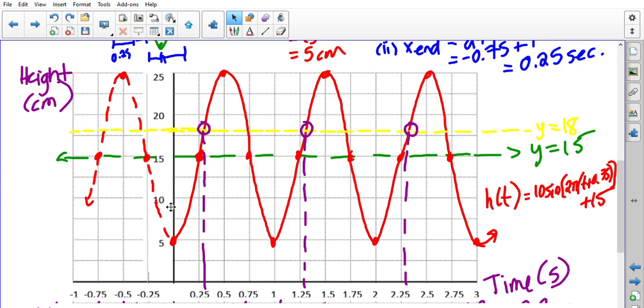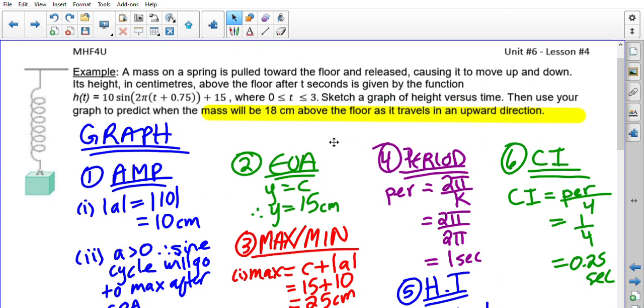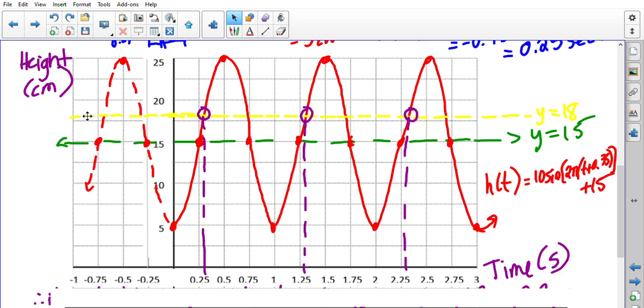All right, so right now you should have the green line and the red graph, which is h of t. The whole point of doing this was because we don't know how to algebraically solve this yet, we have to graphically solve it. So we have to determine when the mass is 18 centimeters above the floor as it travels in the upward direction. So notice I drew in a yellow horizontal line, do the best you can, of where y equals 18 would be.